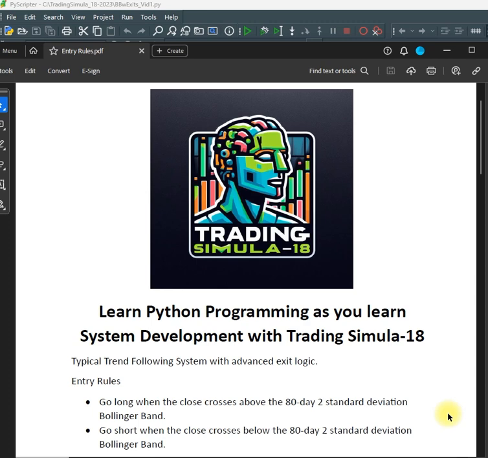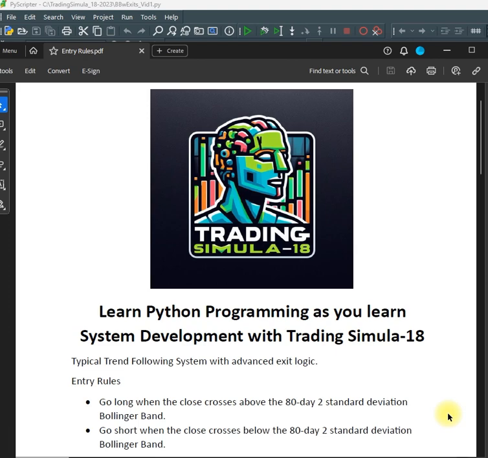And as you do this, you'll learn Python. So if you learn Trading Simula 18 from scratch, you'll not only learn Trading Simula 18 and its environment, but you'll also learn Python, simple Python, not the Python that you tie into NumPy or SciPy or Matplotlib, just bare bones Python, which you need to know before you can start playing with those other libraries, or you should know.